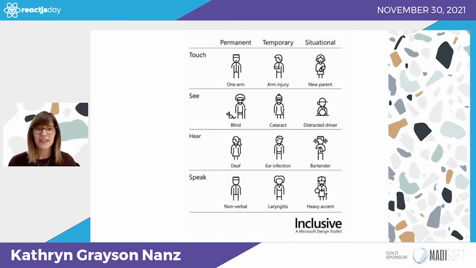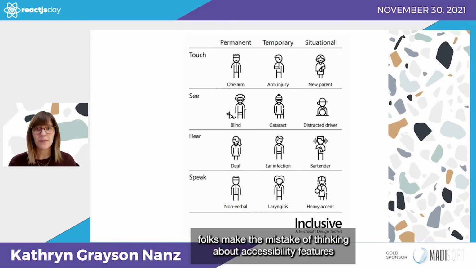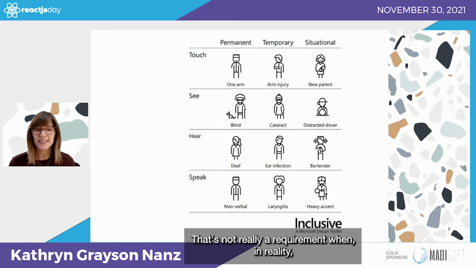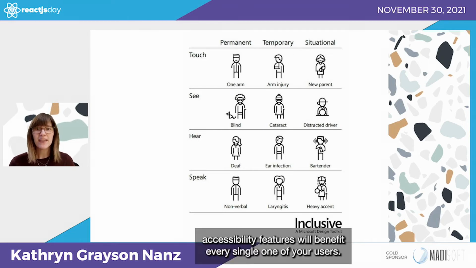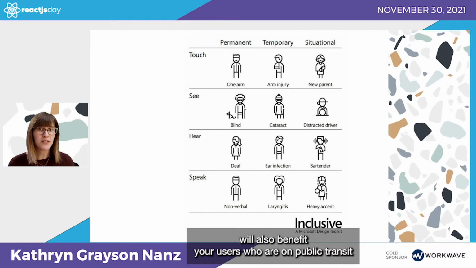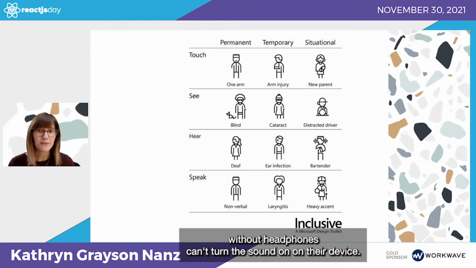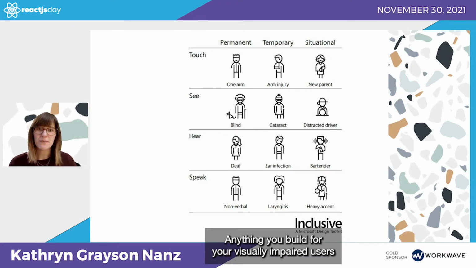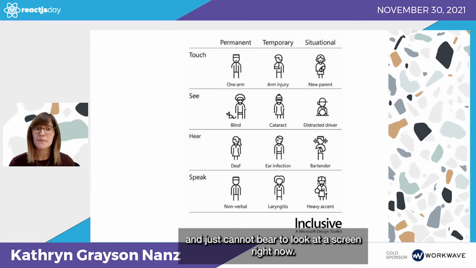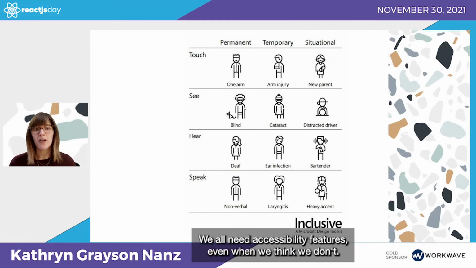A lot of folks make the mistake of thinking about accessibility features as some kind of an edge case or a nice-to-have that's not really a requirement, when in reality, accessibility features will benefit every single one of your users. Anything you build for your hard of hearing users will also benefit your users who are on public transit without headphones, can't turn the sound on their device. Anything you build for your visually impaired users will also benefit your users who woke up that morning with a migraine and just cannot bear to look at a screen right now. We all need accessibility features, even when we think we don't.